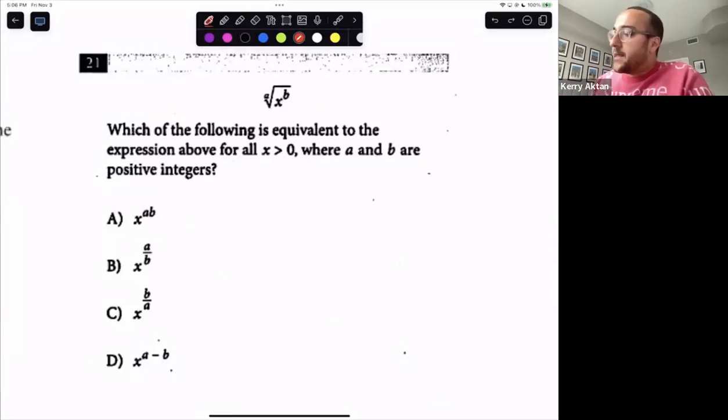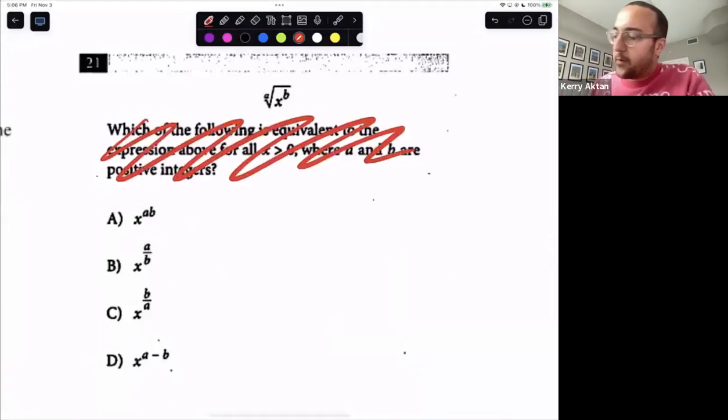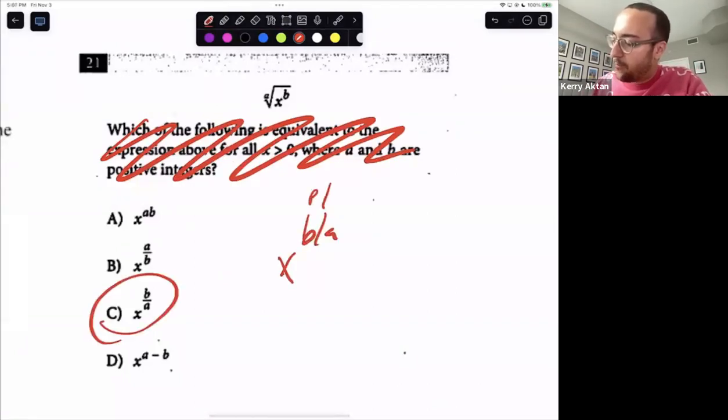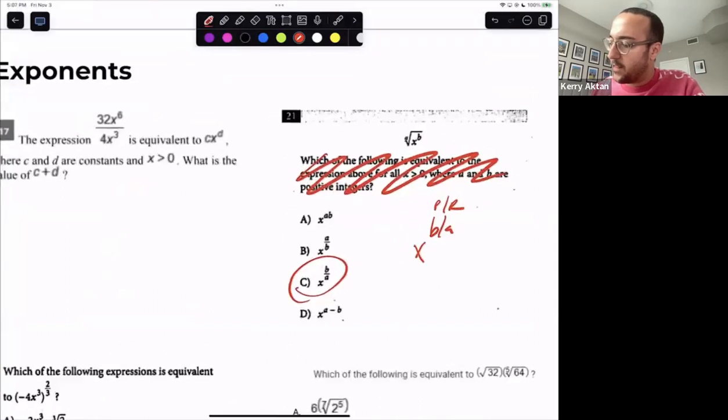Beautiful. This is what type of question? Forget the reading. Never ever read these questions. It's x to the b over a. Done. It's power over root. Good job, Tiago. Let's keep going. Good job, Jenna. Come over here to the next question on the left.